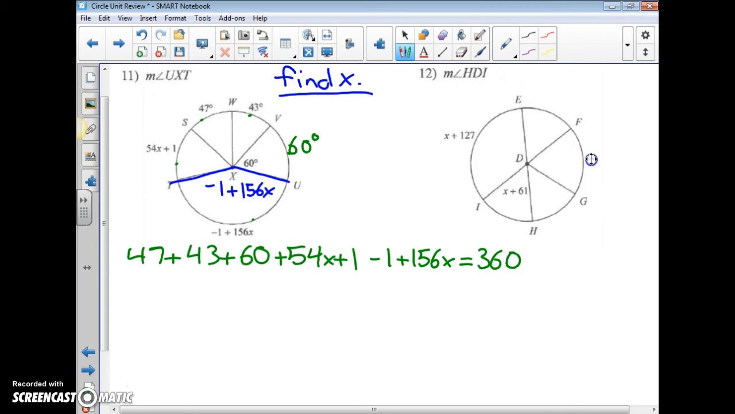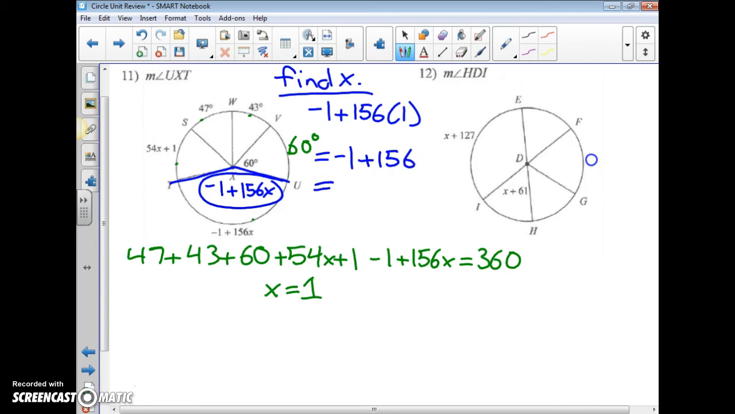Woo! A long problem, but very, very doable. If you do some algebra, you wind up getting here that x is actually equal to 1. Now that I've got x, I can actually go and answer this problem. I'm going to plug it in right here. So the measure of angle UXT is going to be equal to negative 1 plus 156 times 1. So I wind up getting negative 1 plus 156. Subtract the 1 off. You wind up getting 155 degrees.